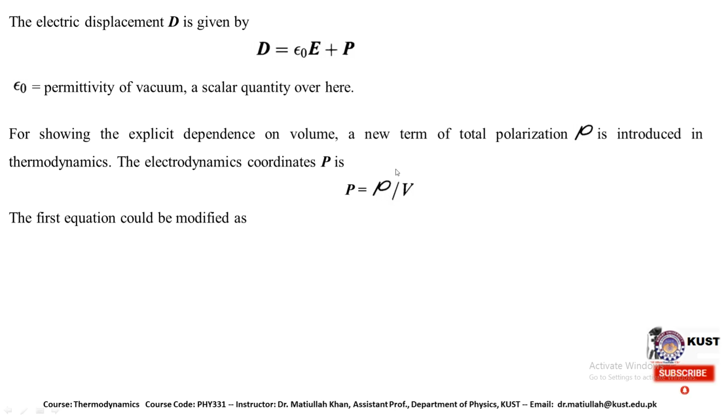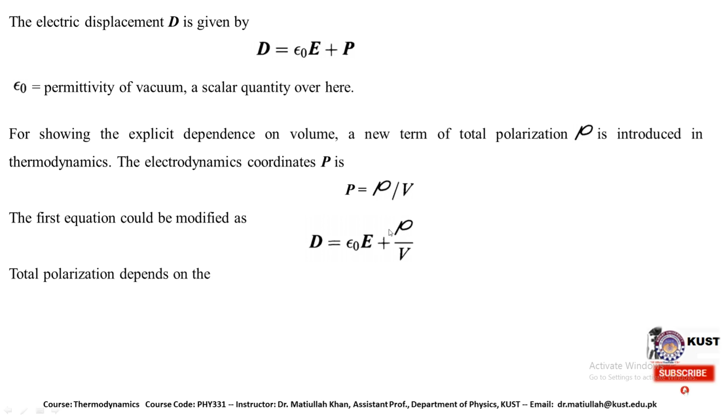So if we put this value of P, I mean capital P, that is actually the polarization, over here in this equation for electric displacement, we can modify this equation. Just put the value of P, and D is equal to epsilon E plus P divided by V.